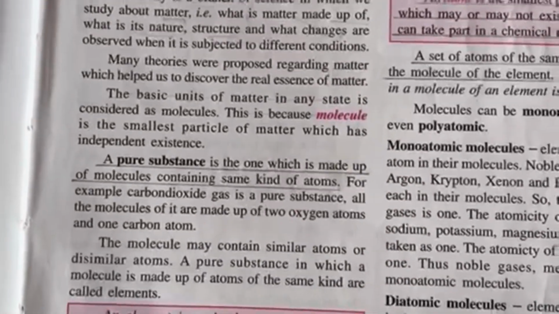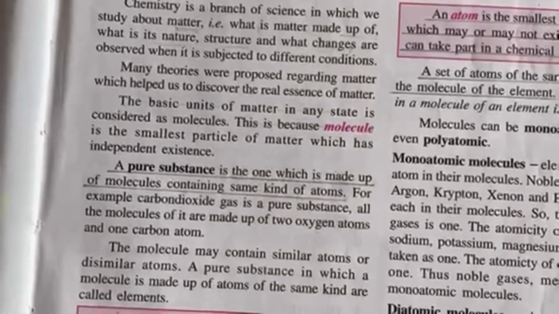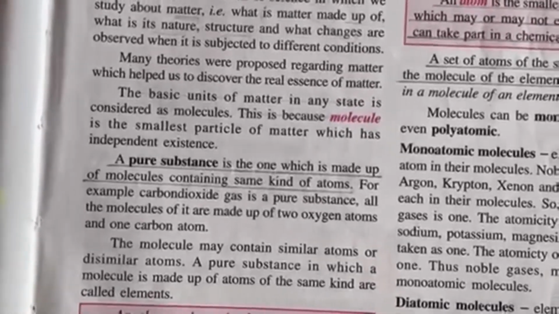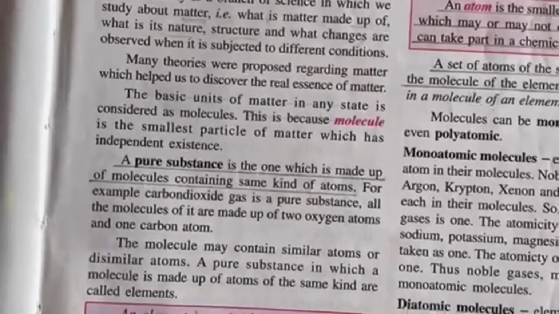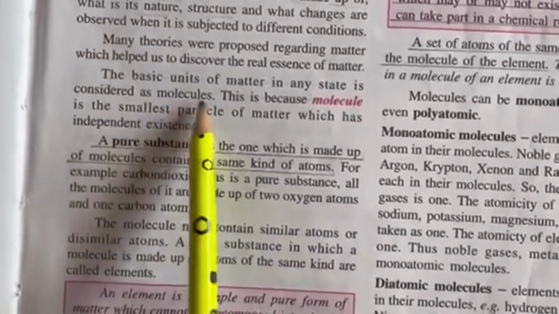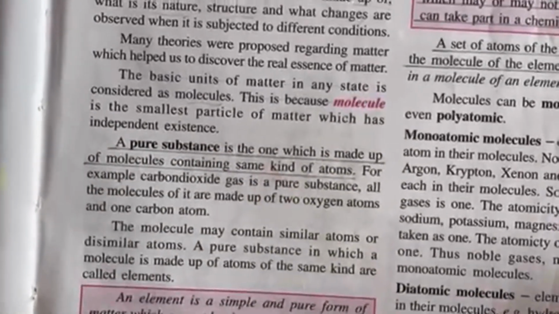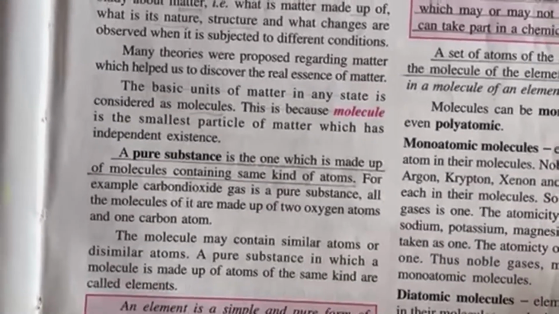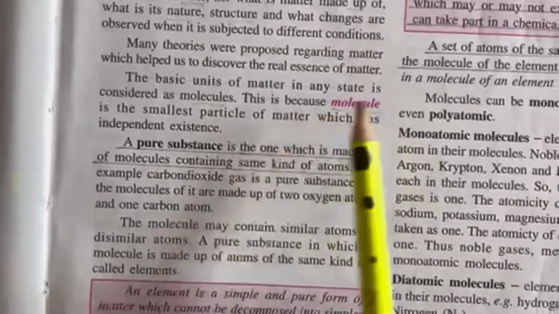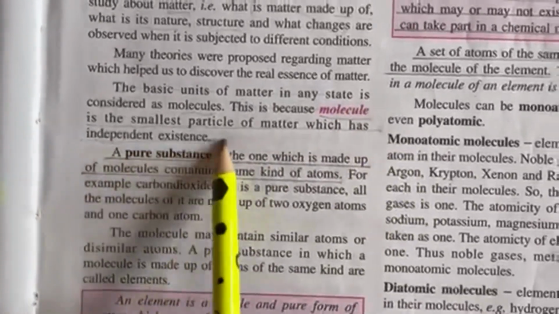Now, there were many theories in the beginning which actually helped us to discover the real essence of matter, that is, what matter really is today. Now, the basic unit of matter in any state, the smallest part of matter, is molecules. This is because a molecule is the smallest particle of matter which has independent existence. When you are to define a molecule, you will define it as: a molecule is the smallest particle of matter which has independent existence.